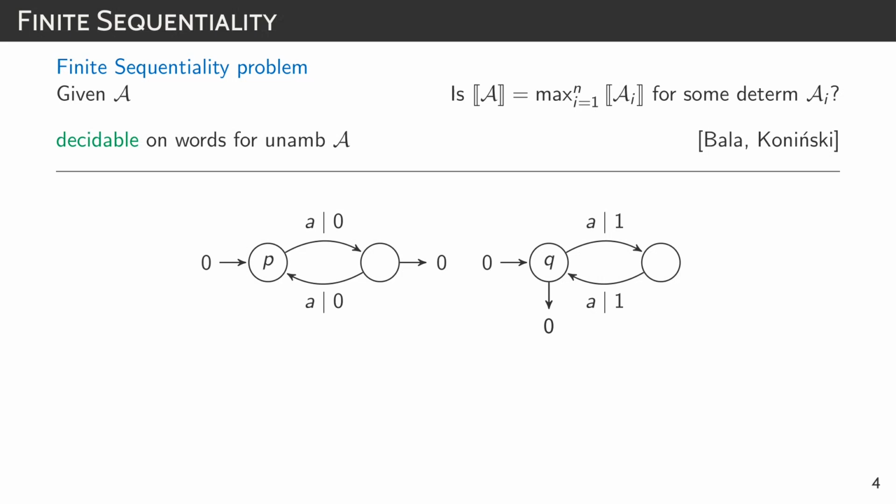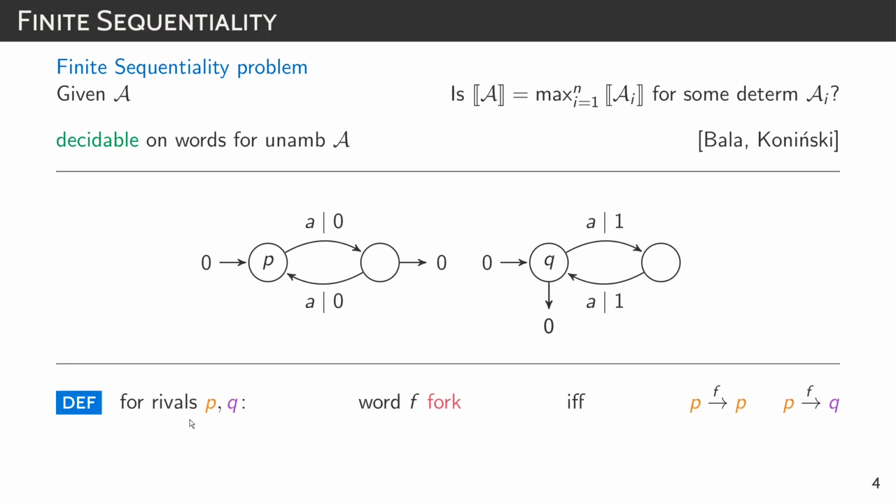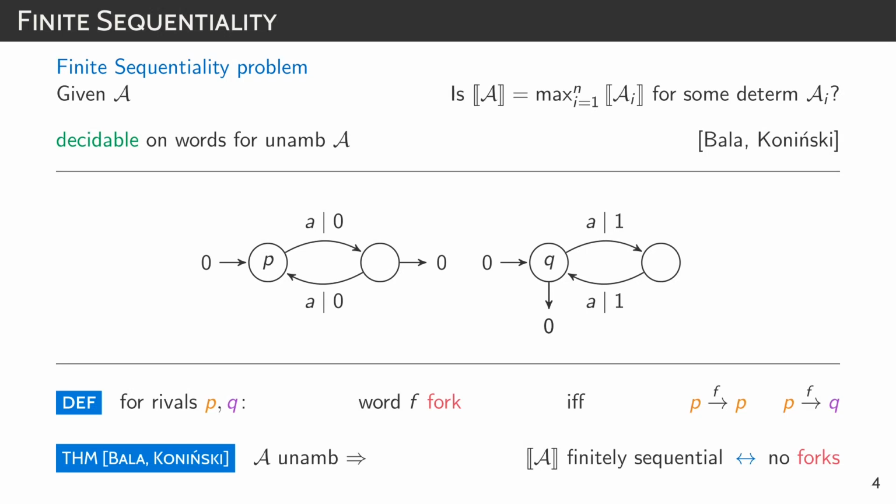But rivals still play an important role, namely in the concept of a fork. For two rivals P and Q, we call a word F a fork if we can use F both to loop in P and also to go from P to Q. The theorem of Bala and Koninsky now tells us that if we have an unambiguous max plus automaton, then its behavior is finitely sequential if and only if there are no forks in the automaton. So, for sequentiality, rivals are a problem. For finite sequentiality, forks are a problem.